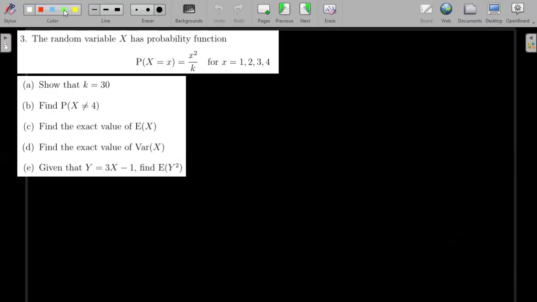All right, so question 3, they're saying the random variable X has the probability function, this one here, for the values of X: 1, 2, 3, 4. Show that the value of k is equal to 0. So how can we show that? Remember we said the summation of all the probabilities here is just the same as what?